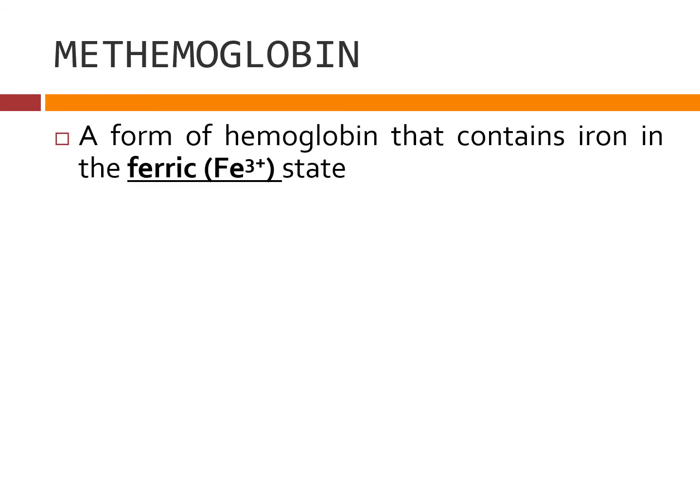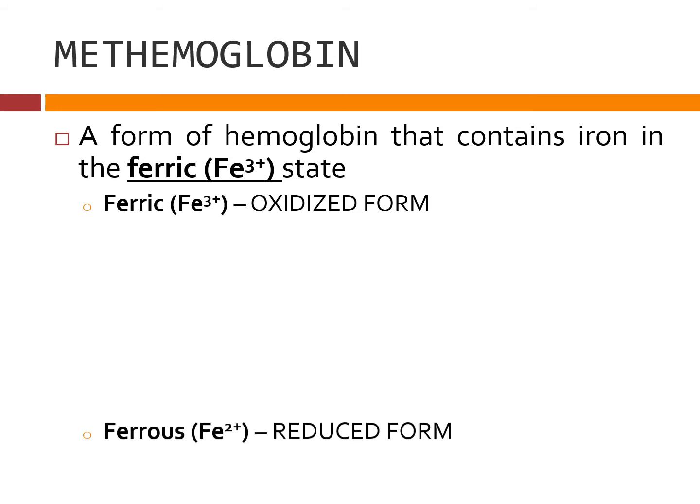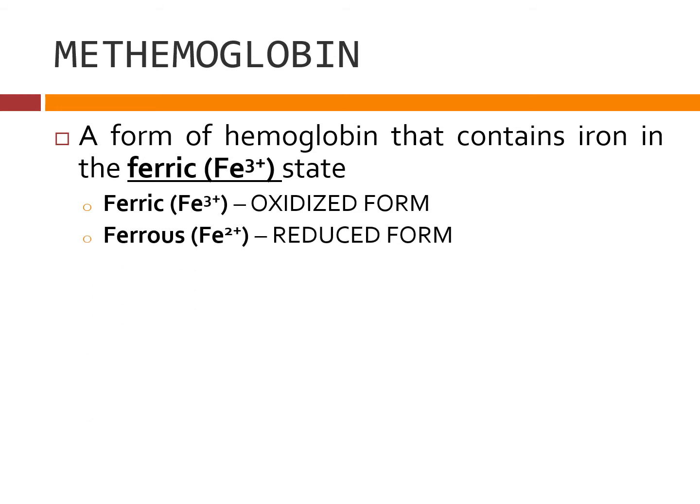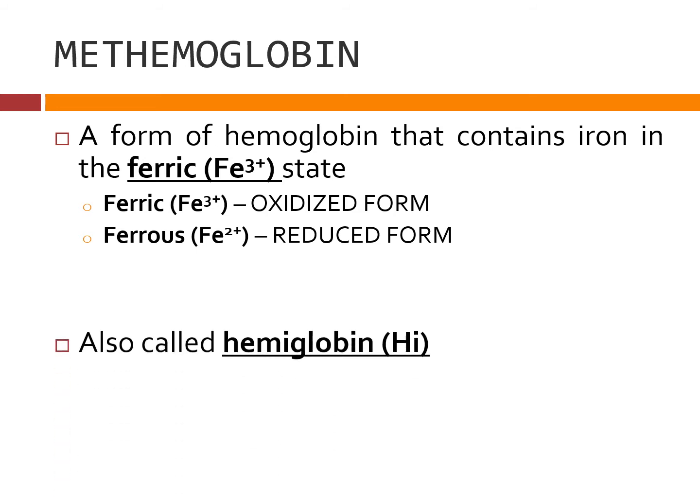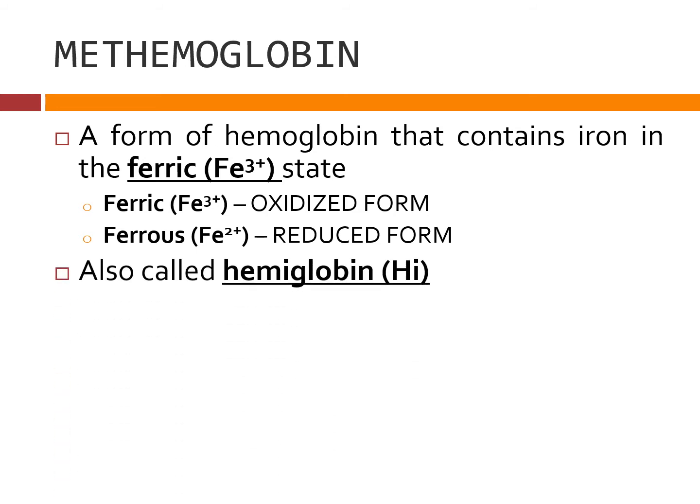So methemoglobin is a form of hemoglobin that contains iron in the ferric state. The ferric state is actually the oxidized form of iron, and the ferrous state is the one that is in reduced form. Methemoglobin is also known as hemiglobin or Hi.